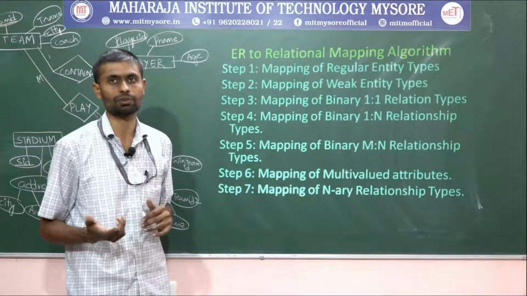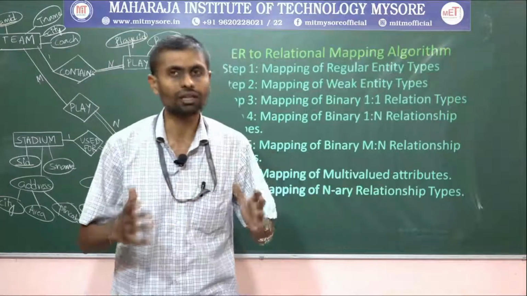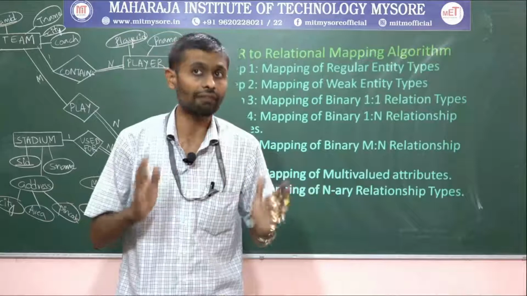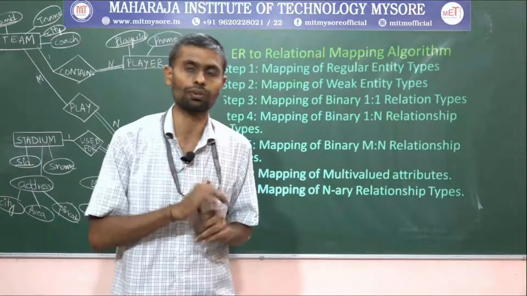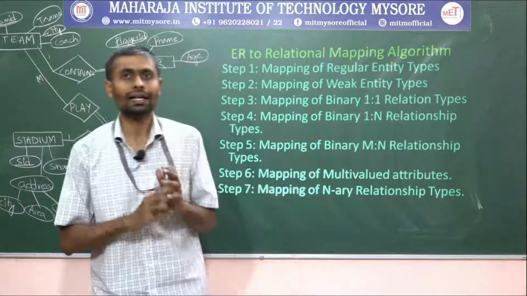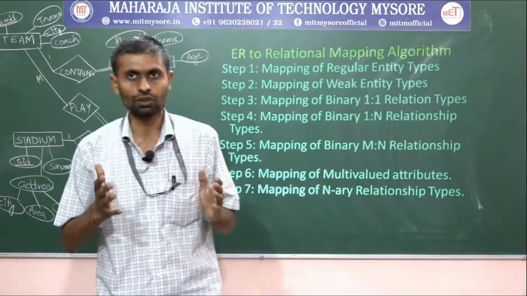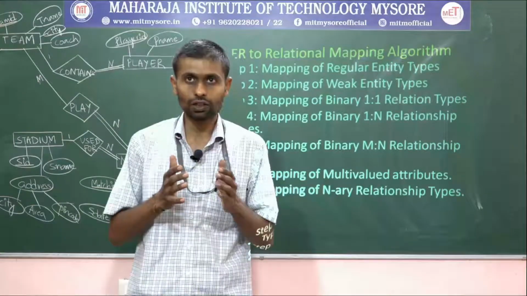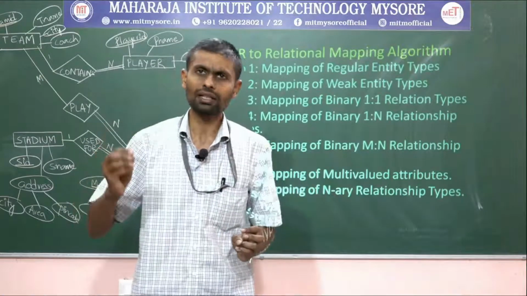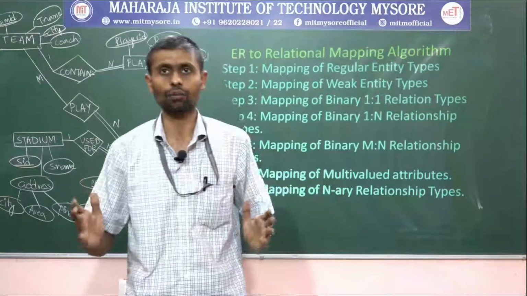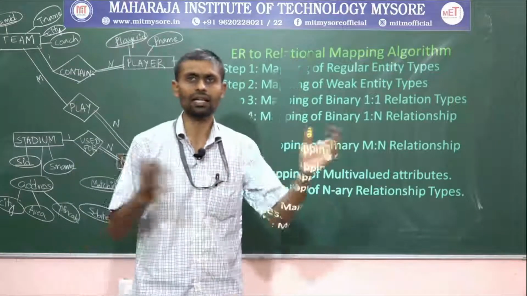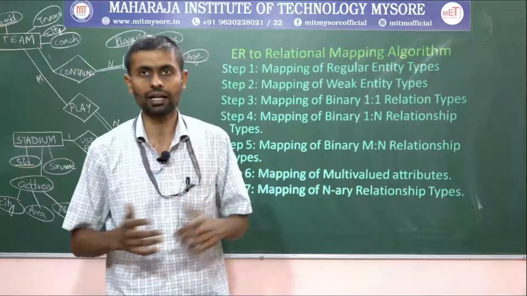Regular means strong entity types. What is the solution we discussed? Go with creating a new relation and have all attributes, including the composite attributes. Then there we discussed one interesting thing: how to represent a composite attribute. Composite attribute is one which comprises plenty of simple attributes, simple components. So represent each simple component as a separate attribute in the newly created relation. This is the solution we discussed, and as usual, underline the key attribute you have identified in a strong or regular entity type.